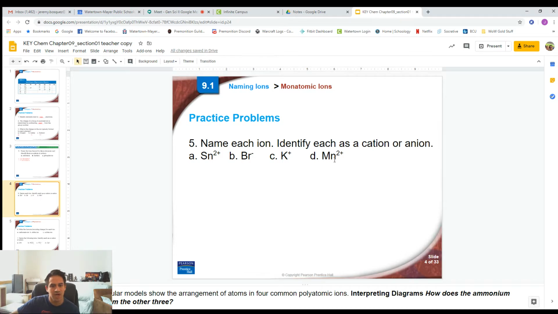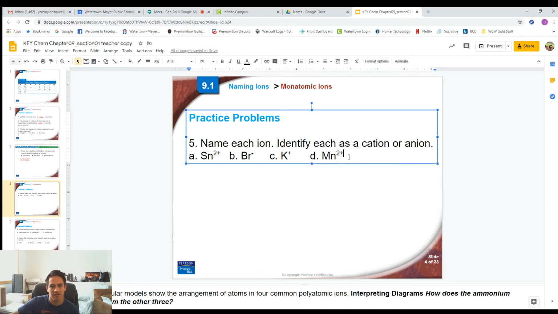All right, looking at number 5. Name each ion, identify as a cation or anion. All right, so we're basically doing the same exact thing that we just did on the previous problem, just for different ones. So Sn2+. So this is tin. Tin is a transition metal. It makes more than one charge, which means that we do need to have a Roman numeral that indicates the charge. So we would not just call this a tin ion because we need to make note of what the charge is. The charge in this case is 2+, so in parentheses we're going to put 2 capital I's for Roman numeral 2 and call this a tin(II) ion.